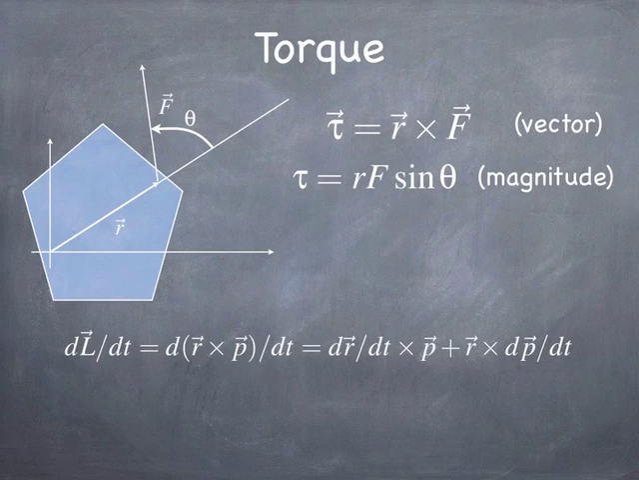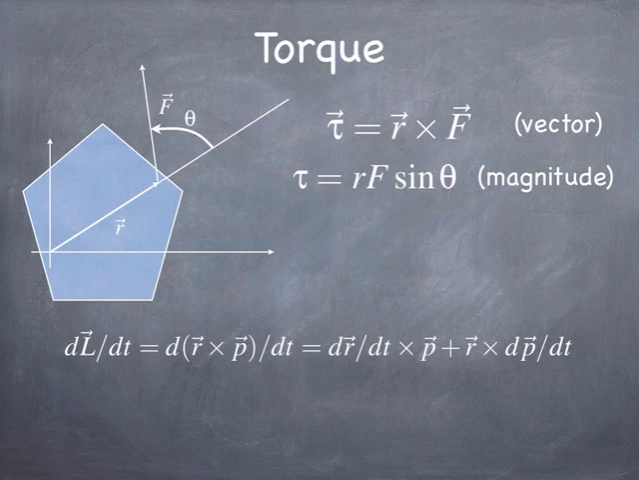The rate of change of the angular momentum is the rate of change of r cross p by dt. This is in a case where we're talking about orbital angular momentum. Well, using the product rule, that's dr/dt cross p plus r cross dp/dt. Now, I want to point out that dr/dt is velocity, and velocity and momentum are always in the same direction. So dr/dt cross p is 0.